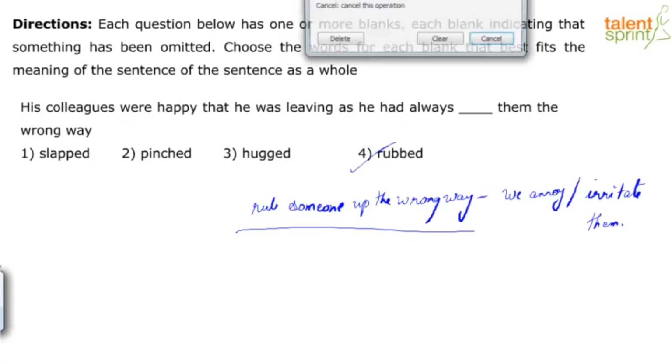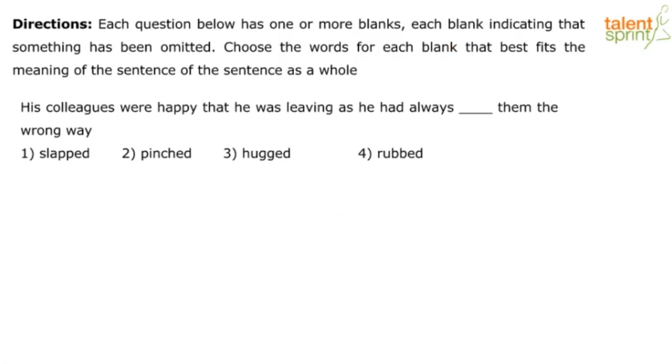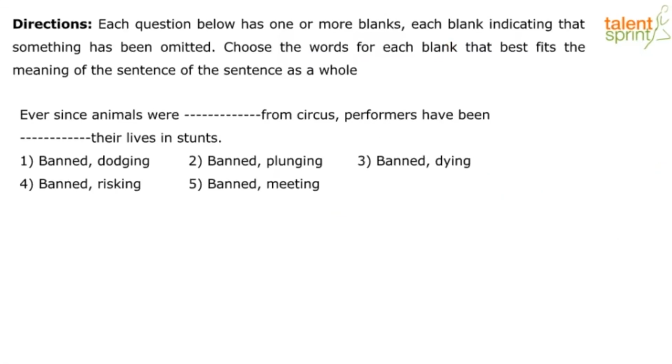Let's move on. So idioms and phrases is another concept that will be helpful. So let's look at a couple of contexts with two blanks, right? So far we looked at contexts with just one blank. Let's look at some examples where there are two blanks. Let's read. Ever since animals were dashed from circus, performers have been dashed their lives in stunts. So just giving you a heads up, what you can do is, in the context, I want you to pay attention to words before and after the blank. One, two, I want you to apply the concepts that we've looked at. One is collocations, context clues.